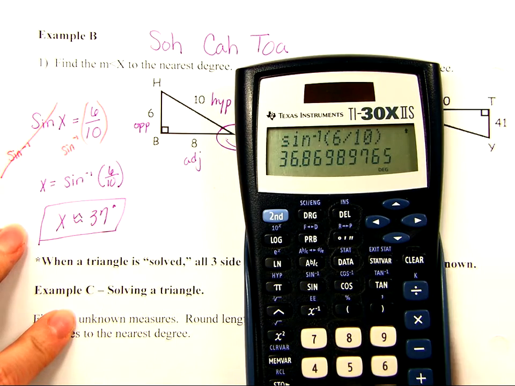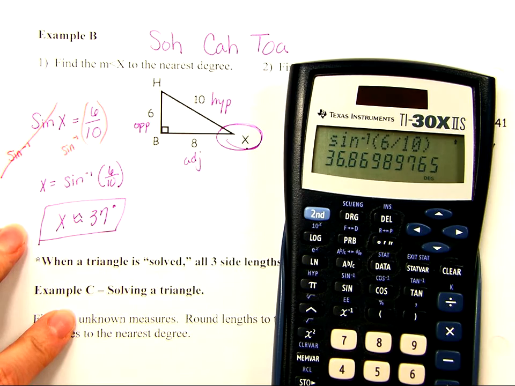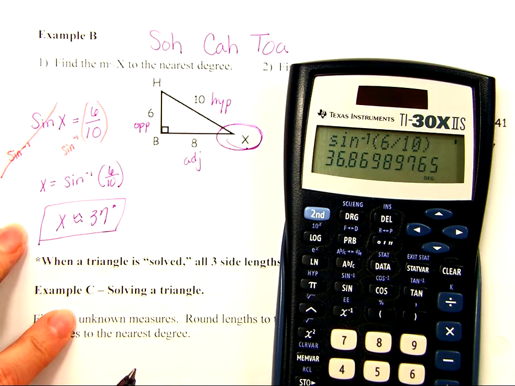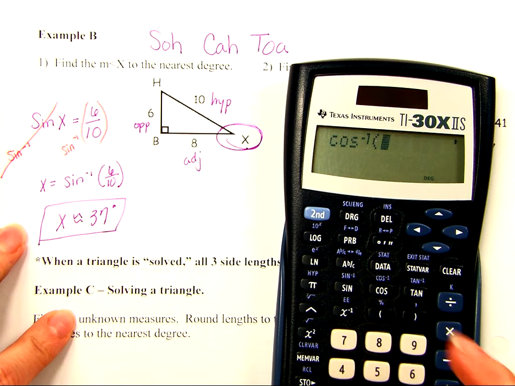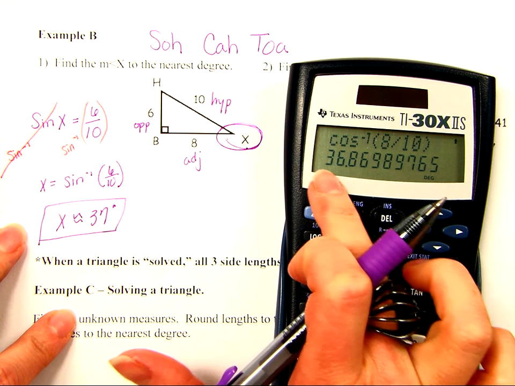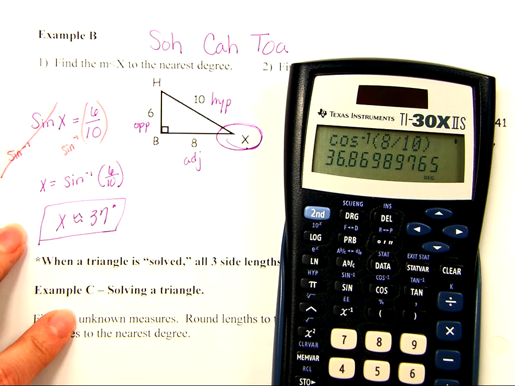Now again, I could have used a different trig function, but that means my fraction, my ratio, would have been set up a little differently. Had I used the cosine, I would need the adjacent over hypotenuse. And well, my inverse cosine of 8/10 is set up differently, but you'll see that we still get the same angle measure.